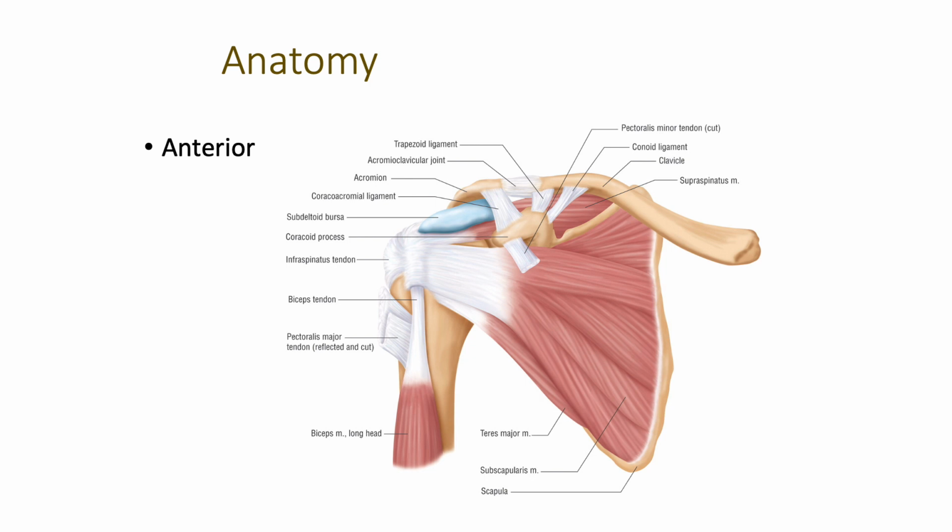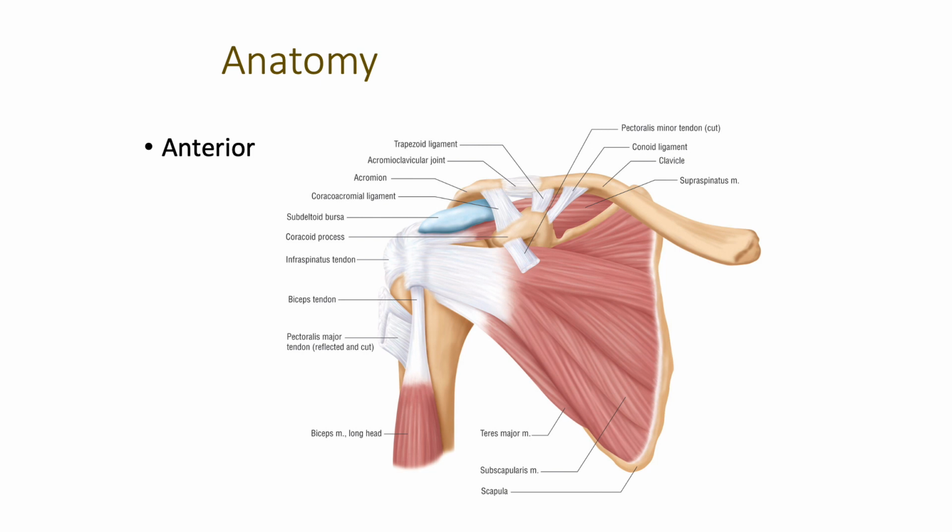Looking at the anterior aspect of the shoulder, big things to note here. Think back to anatomy, your course in your first year of PT school. Think about what attaches to that lesser tuberosity, what attaches to the greater tuberosity, where that bicep tendon lies, and then things like latissimus dorsi.